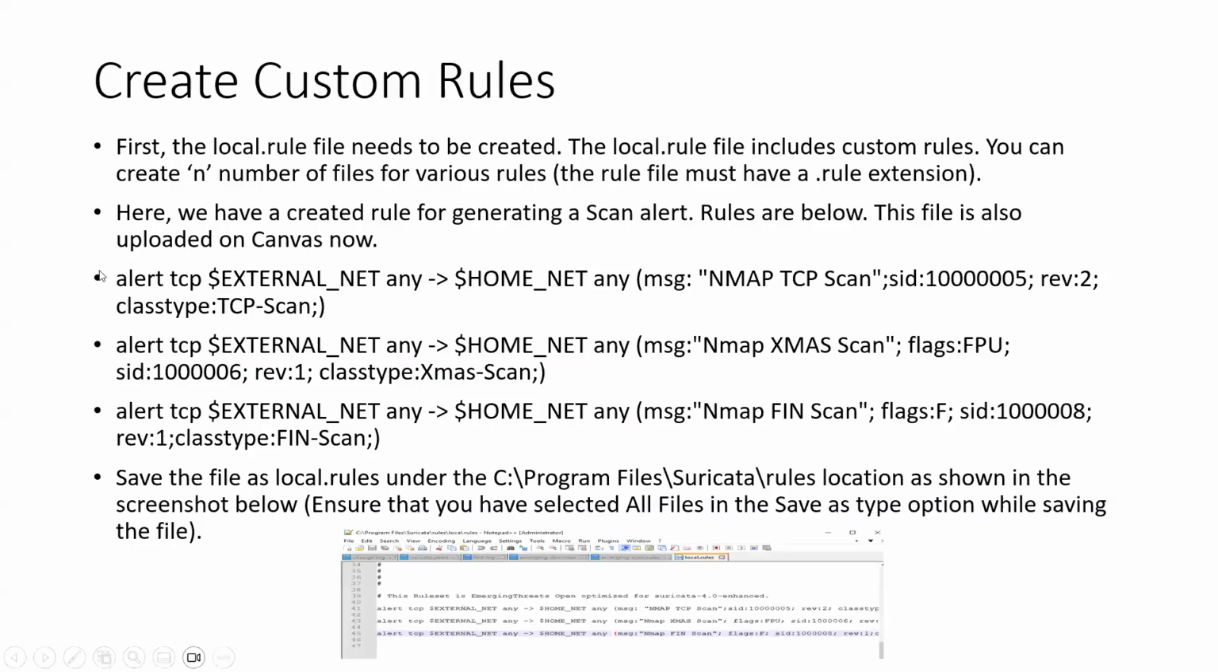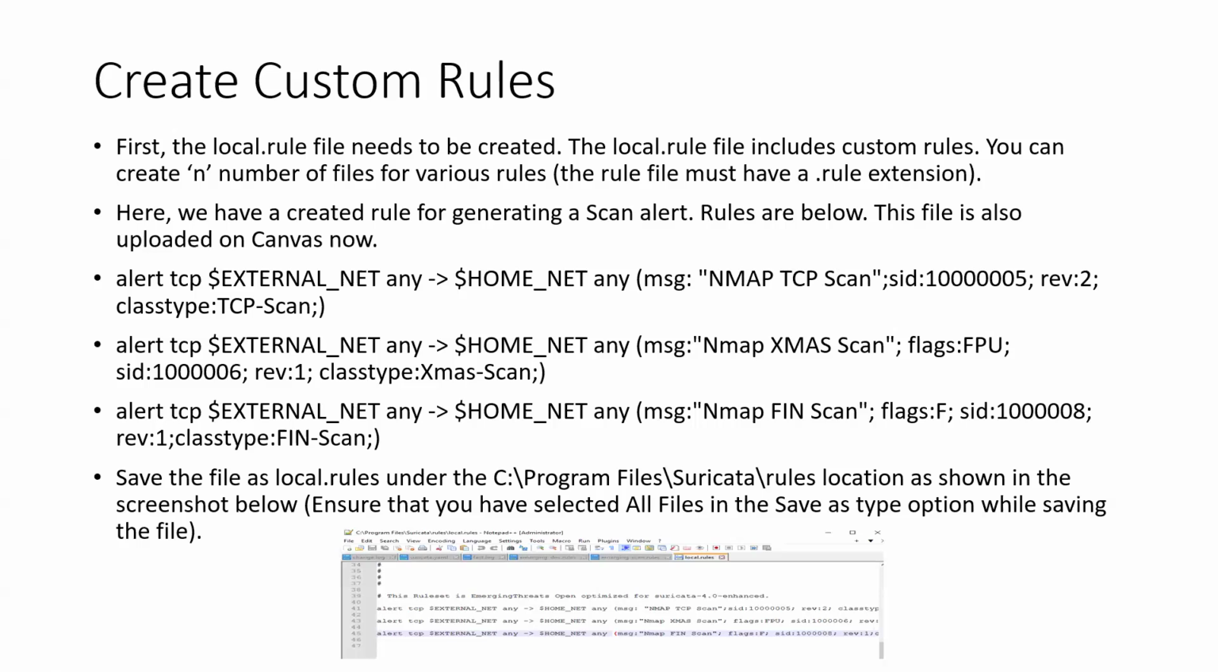But that is the fundamental way. If you see any rule like that, it means it will generate an alert for TCP traffic which is coming from any external network, from any source port on the external network, and if it is coming to my home network on any destination, and if this signature is matching, like if it is matching with the Nmap scan, then generate this message, and it will keep the logs.